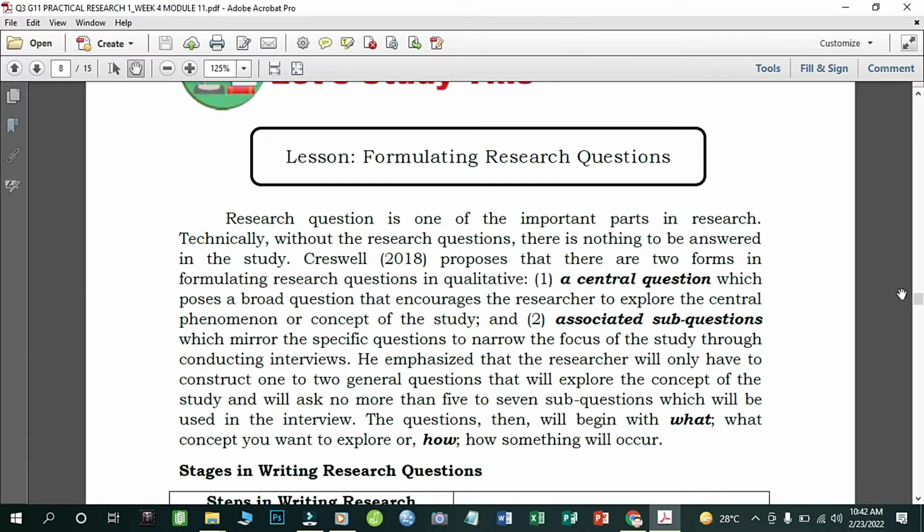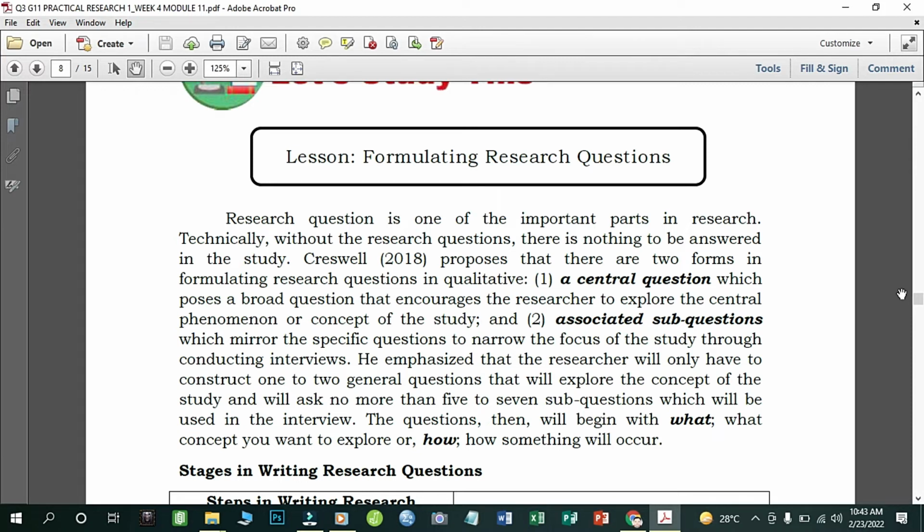The questions will then begin with what, so what concept you want to explore, or how, so how something will occur. Okay, take note of that. In your research paper, you can only have two central questions. Then you can formulate sub-questions, a maximum of seven, so that it can help you in your data gathering during your interview. You will use those sub-questions so that you can further explain your central questions. The responses, you can emphasize them more and give more meaning to them.